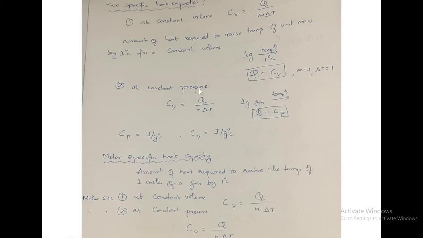Whereas in the case of constant pressure, it is the same thing, but you maintain the pressure while giving heat to a unit mass and raising the temperature by 1 degree Celsius. That is your specific heat capacity at constant volume, Cv, and specific heat capacity at constant pressure, Cp. So at constant volume or constant pressure, you can also consider it at a molar level, not a mass level.